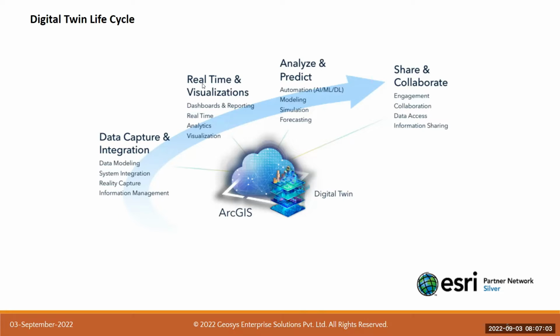I can have the real time visualization where I can use the dashboards or reporting tools for the visualization of the data. And once you have the data available with you, you can always do further analysis and then predict, like, okay, if the next rainfall is going to come on so and so date, what would be the impact? So you can always analyze the existing data and predict the models using your automation tools like artificial intelligence, machine learning, and deep learning tools.